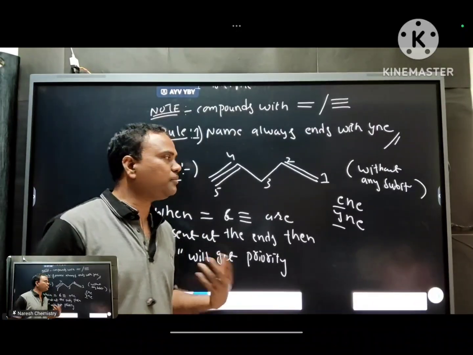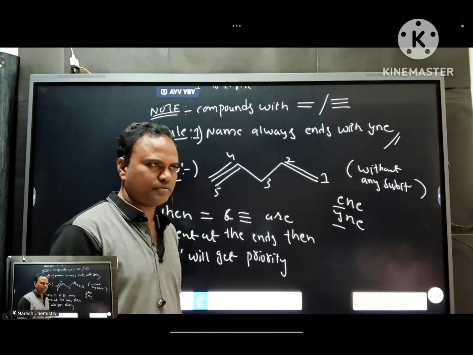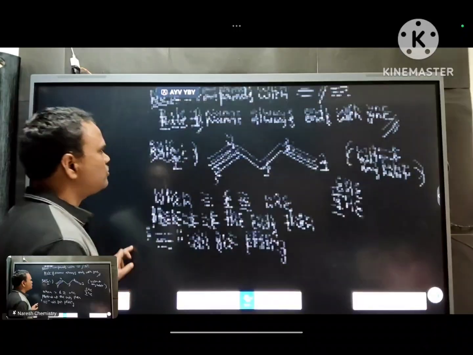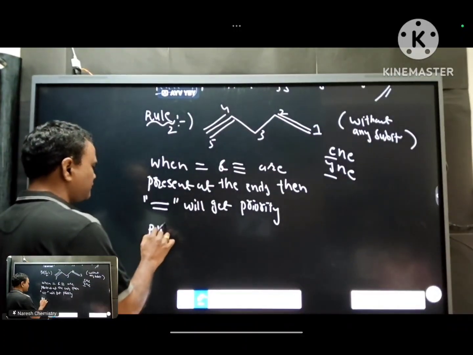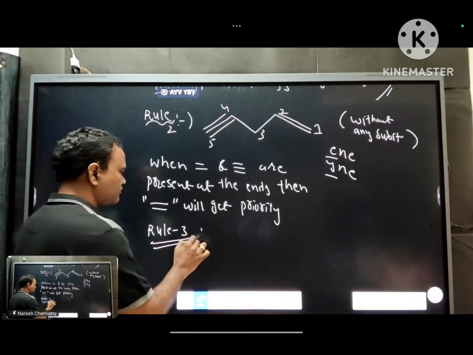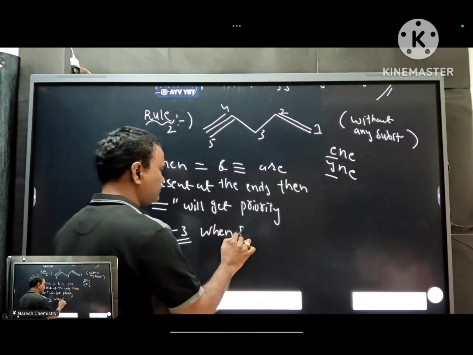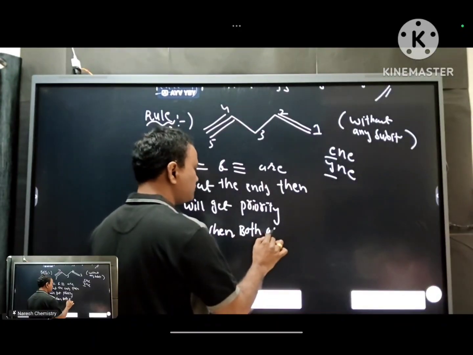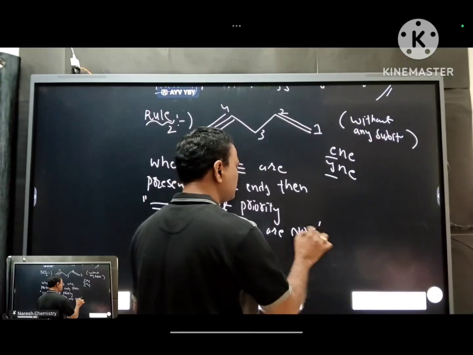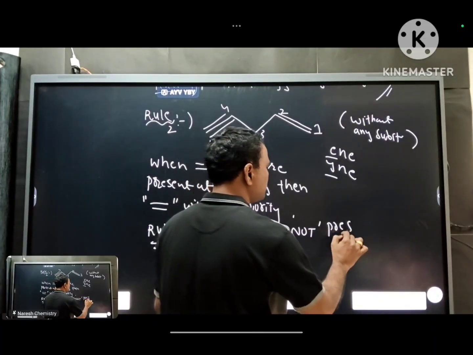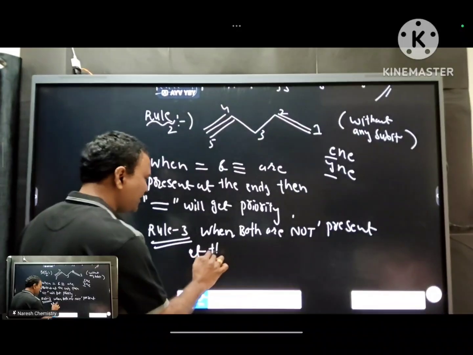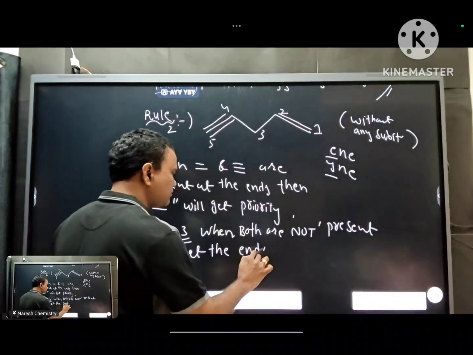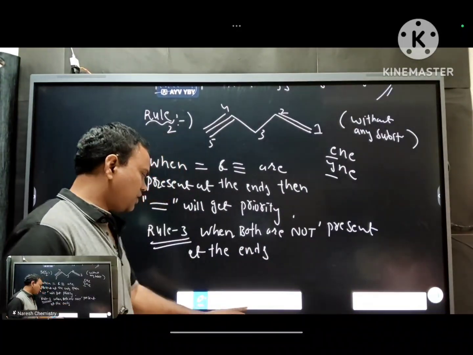Next, rule 3. When both are not present at the ends, then which will get priority?